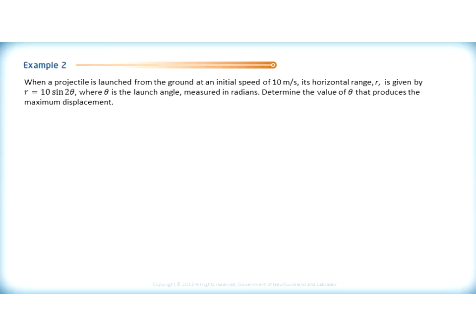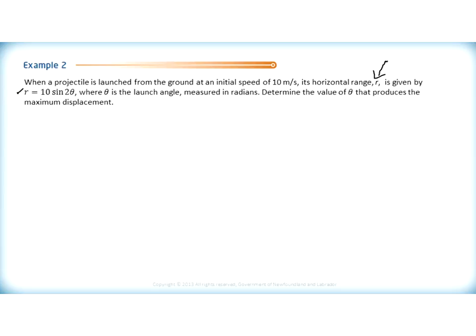So example 2 here says, when a projectile is launched from the ground at an initial speed of 10 meters per second, its horizontal range r is given by r equals 10 sine 2 theta, where theta is the launch angle, measured in radians. Determine the value of theta that produces the maximum displacement. So the maximum value for our range will be our maximum displacement, I guess.